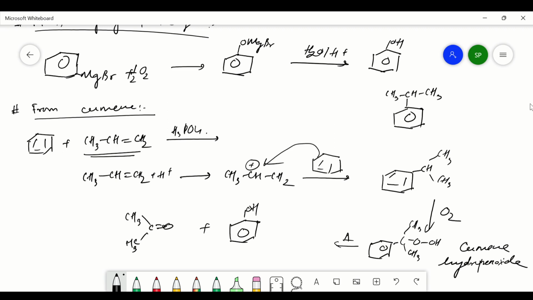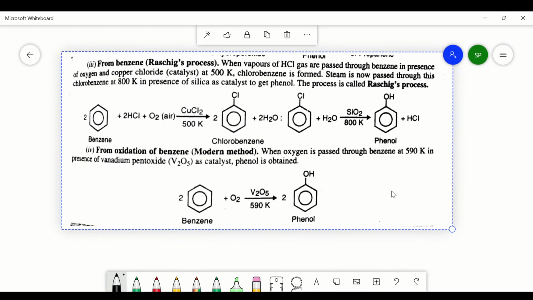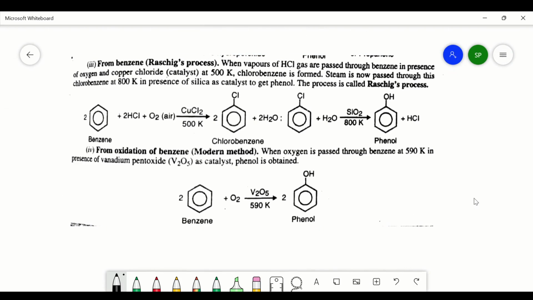Next method for the preparation of phenol is one from benzene. When benzene reacts with 2HCl and oxygen in the air in the presence of a catalyst, it produces chlorobenzene. Chlorobenzene reacts with water in the presence of SiO2 at an extreme condition of 800 Kelvin to produce phenol.